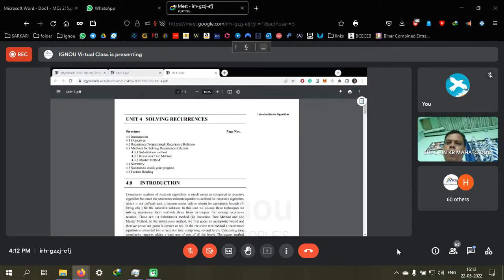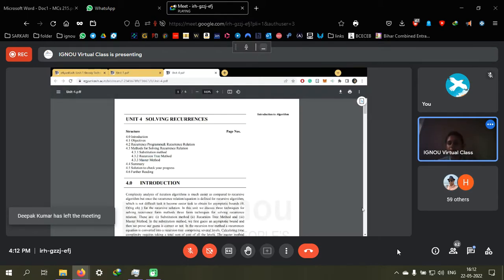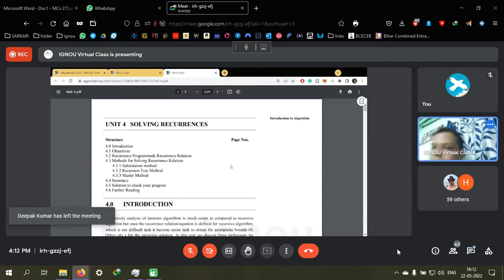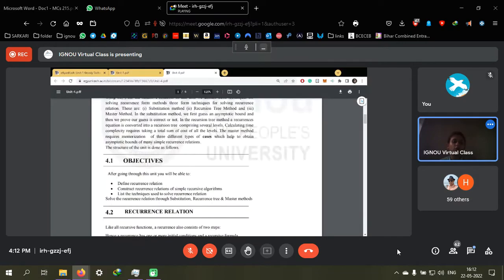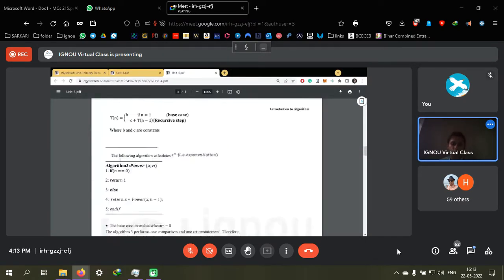So it's Unit number 4, solving recurrences. In this, we already discussed these things. We started in the previous class talking about the methods for solving recurrence relations. We completed the first method, that is the master method. Now the next method is the recurrence tree method. The master method and recurrence tree method are very, very important from the exam point of view.